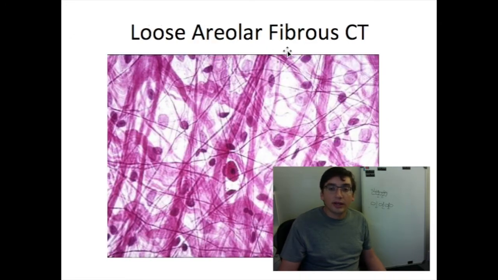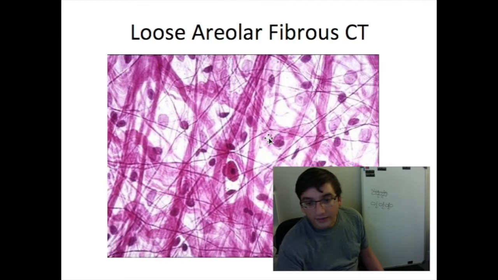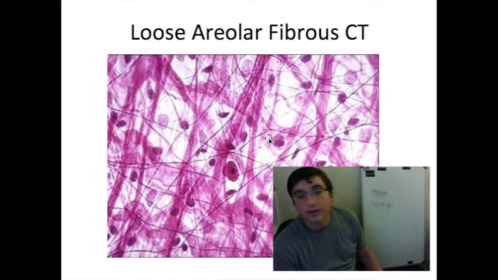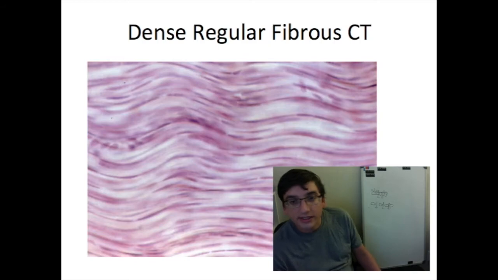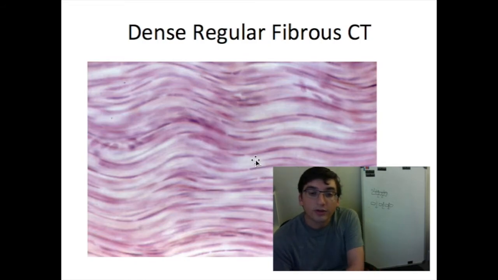Loose areolar connective tissue, these cells are fibroblasts. They produce the fibers that you can see, which are present in that connective tissue. And you can see it's all disorganized. It doesn't have a grain. That's part of why it's also called irregular sometimes. We contrast that with regular connective tissue. This is dense, fibrous connective tissue that's regular, where the fibers are all going in the same direction.